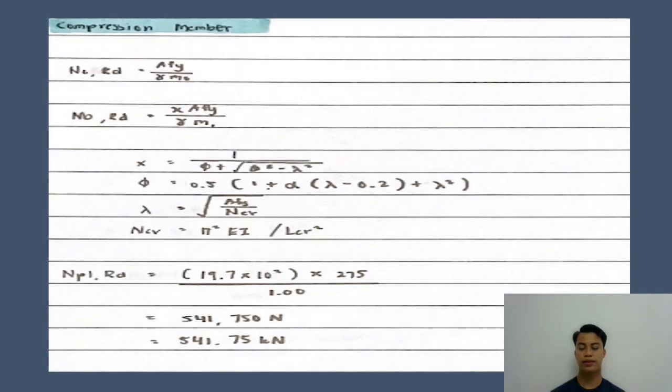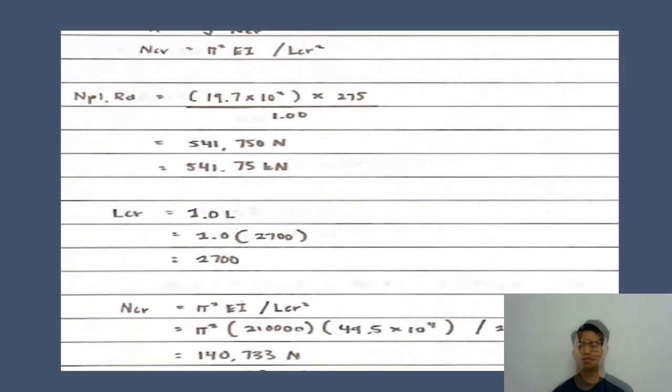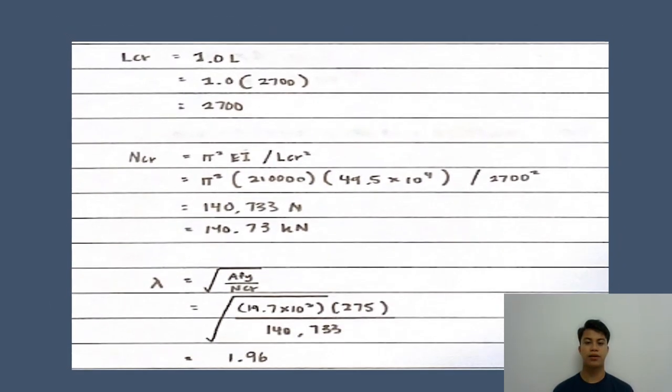After we get the tension member, now we need to calculate the compression member. For the compression member, the Nc,Rd equals A fy over gamma M0, and for the Nb,Rd it is chi A fy divided by gamma M1. So the Npl,Rd is 19.7 times 10 times 275 over 1.0. So the Npl,Rd for the compression member is 541.75 kN.